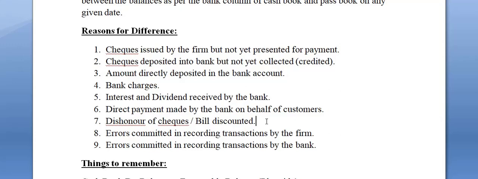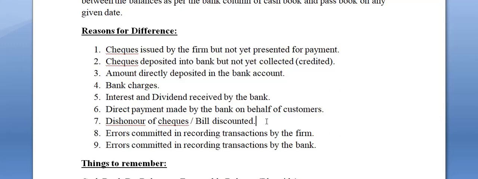But you just need to remember for this BRS chapter that in case of dishonor of checks or the bill discounted, there may be the differences. Okay, now point number 8, errors committed in recording transactions by the firm. Sometimes the accountant may make mistake while recording the transactions. Okay, so at that point of time, there will be the difference in cash book and passbook.